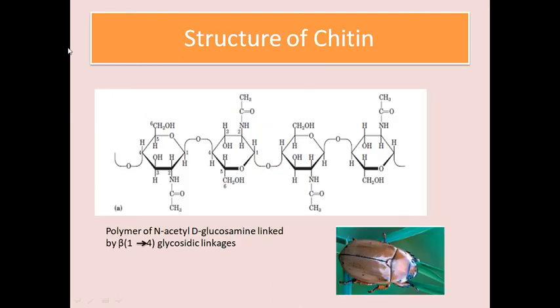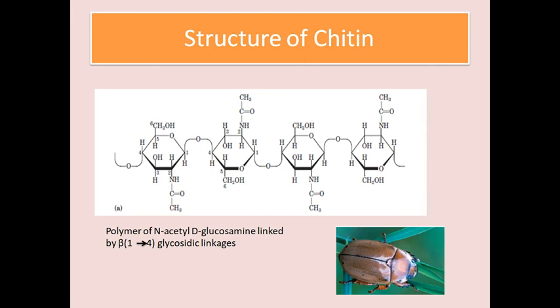Structure of chitin. It is made up of N-acetyl glucosamine linked with beta-1,4 glycosidic linkages. It is an unbranched homopolysaccharide composed of N-acetyl glucosamine linked together with beta-1,4 glycosidic bonds. Chitin is the most abundant animal structural polysaccharide. It is the major component of the exoskeleton. Nearly a million species of arthropods have this chitin.